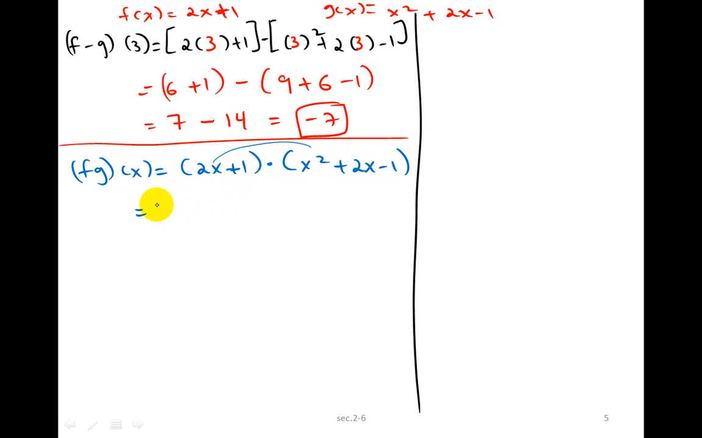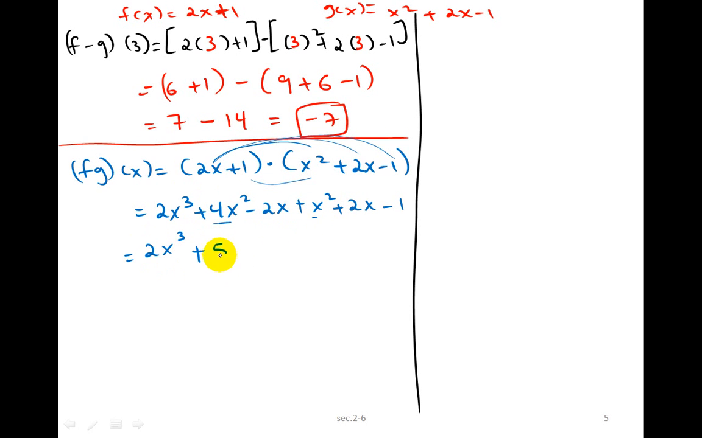2x times x squared will give you 2x cubed, and 2x times 2x will give you 4x squared. 2x times negative 1 will be negative 2x. 1 times x squared will be x squared. 1 times 2x will be just 2x, and 1 times negative 1 will be minus 1. Now I can collect the like terms. 2x cubed is the only cubed term, write it. Here you have 4x squared plus 1x squared, you'll have 5x squared. Minus 2x plus 2x will be cancelled out, you'll be left with minus 1 here. So this would be our product.